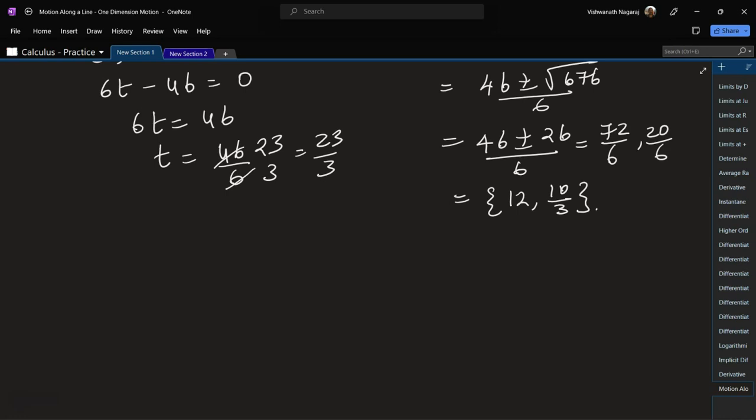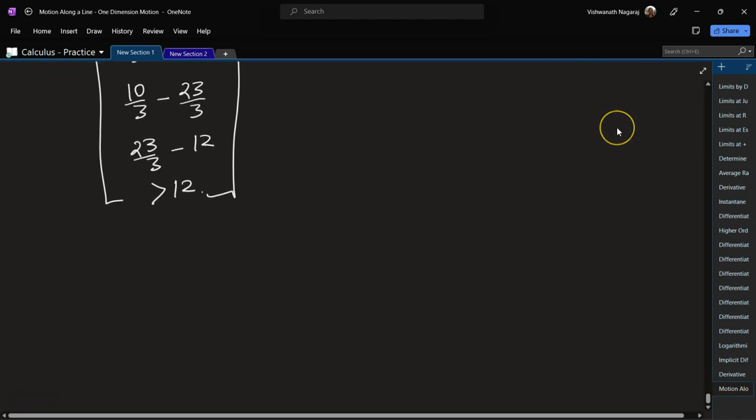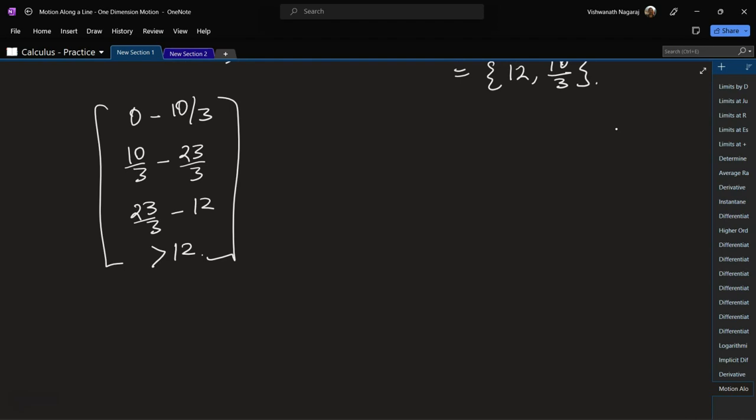So the intervals that we are interested in are 0 to 10 by 3, then 10 by 3 to 23 by 3, then 23 by 3 to 12, and then greater than 12. So these are the 4 intervals that we have to consider. So let's take it one by one. In between 0 and 10 by 3.